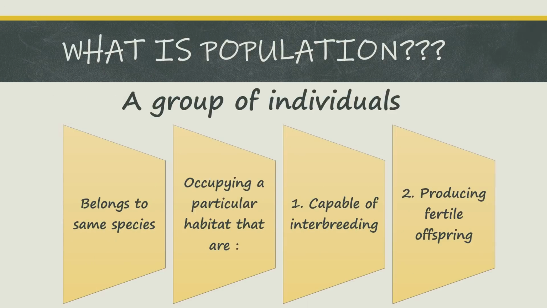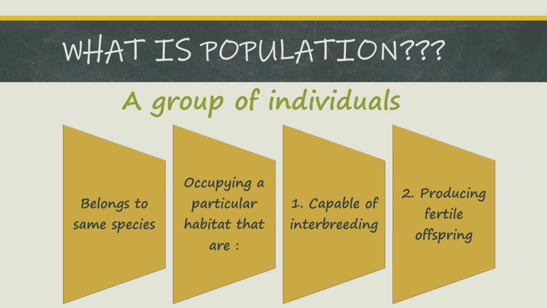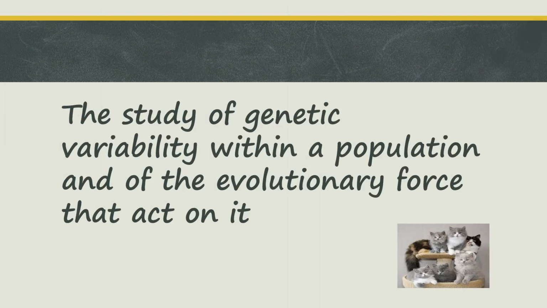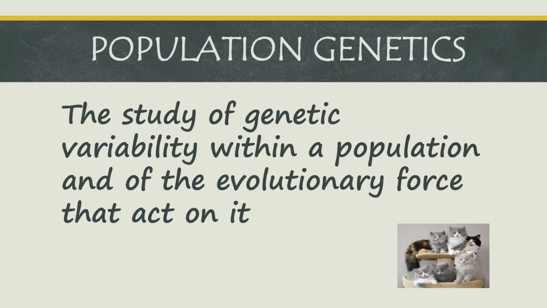Actually, what is population? Population is a group of individuals that belongs to the same species occupying a particular habitat that are capable of interbreeding and producing fertile offspring. What is population genetics? Population genetics is the study of genetic variability within a population and of the evolutionary forces that act on it.